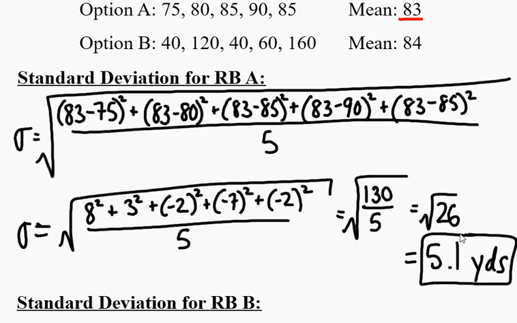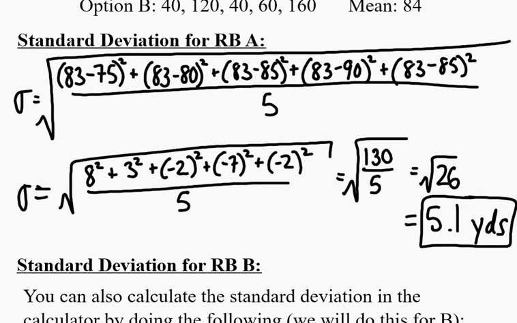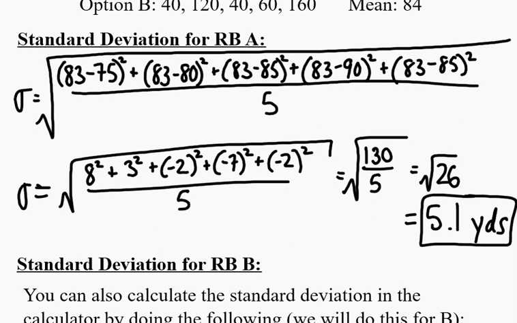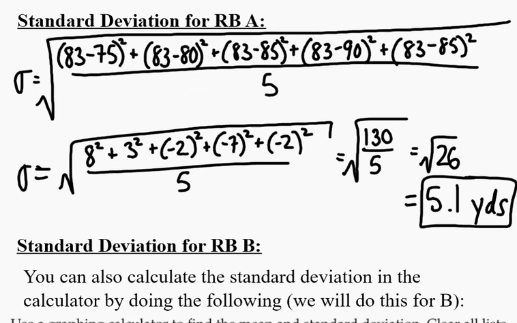So what we can say is running back A's variability was, quote unquote, on average, based on its standard deviation, about 5 yards, 5.1 yards away from the mean of 83. That was how consistent he was, only about 5 yards away on average from the mean. The standard deviation for running back B, we would do the same process. It is fairly tedious, as you can tell.